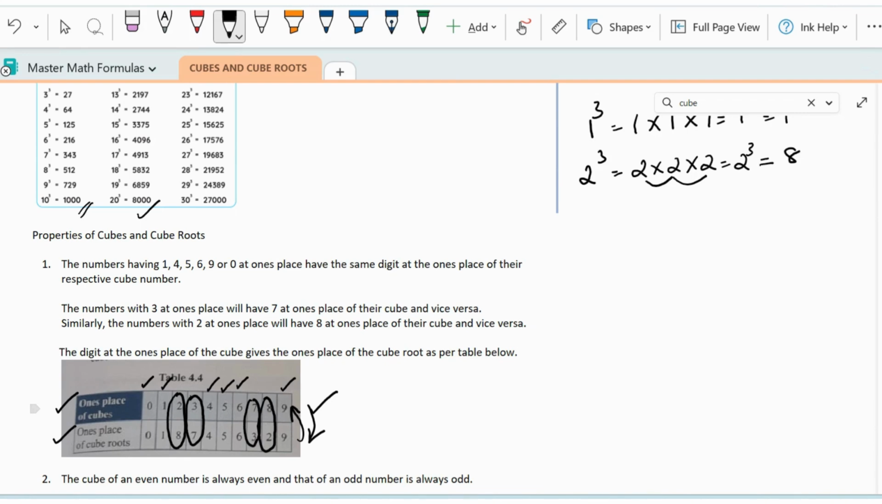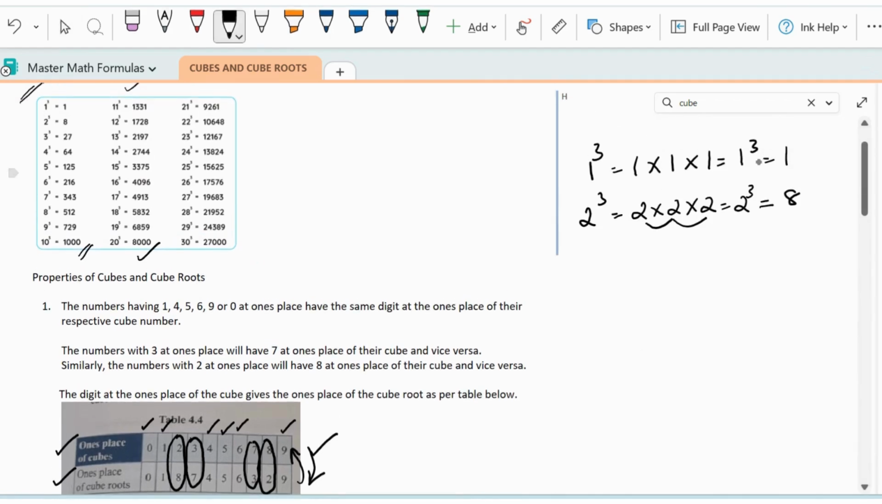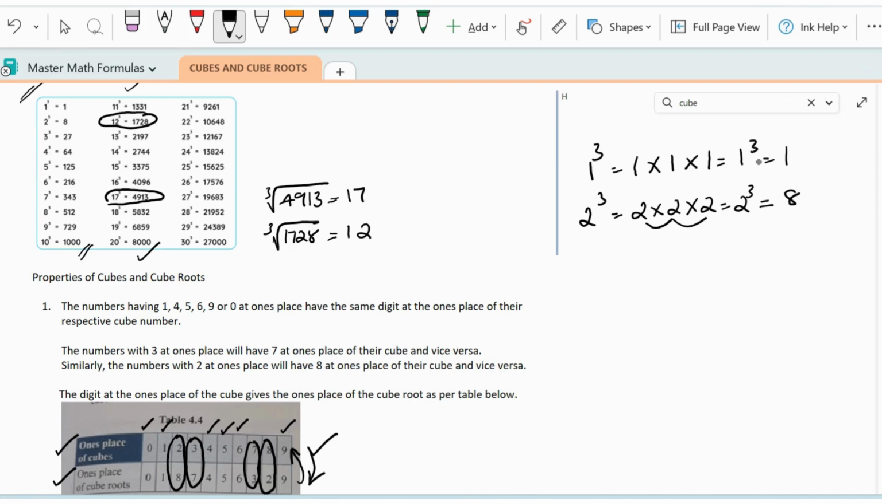Okay? Going back to the table of cubes, can you see here? Your 17 cube has 3 in the ones place, which means cube root of 4913 is 17. Now let us look at 12 cube. Cube root of 1728 is 12. So whether it is the cube of the number or the cube root of the number, only in case of 2 and 8 and 3 and 7, it gets vice versa. All other digits, it remains the same.